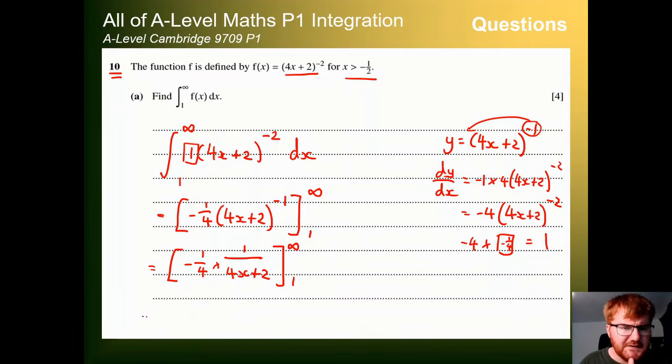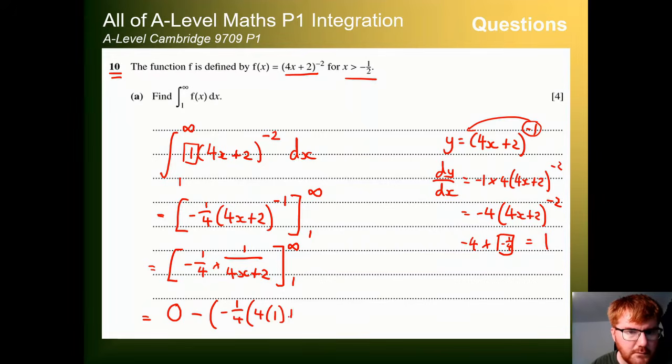So in order to do this, when we put infinity in, well, if you put a very, very large number into this fraction, eventually this fraction will become 0. So if this becomes 0, 0 times anything is still 0. So when we put infinity in, we actually get a number out of it. We get the number 0 here. Then we minus, and then we pop in the 1 instead. Okay, this is the easier thing to work out. So minus a quarter, 4 lots of 1, plus 2 to the power of minus 1.